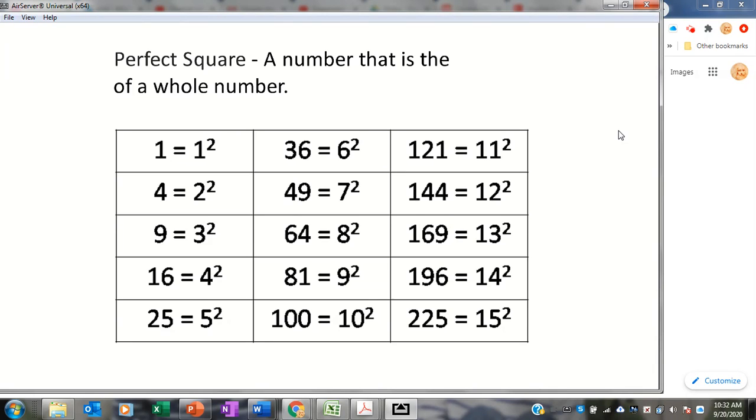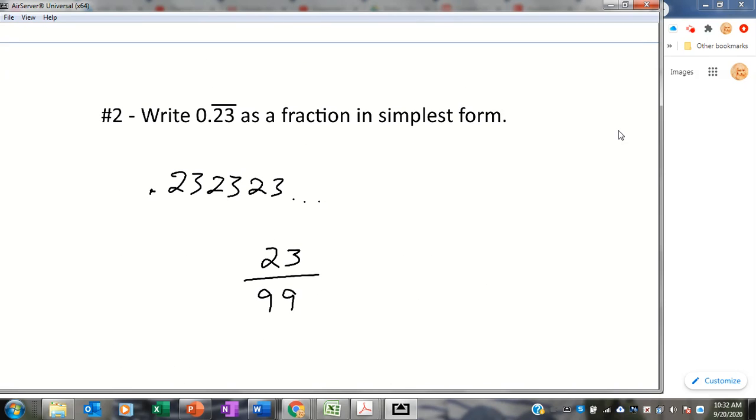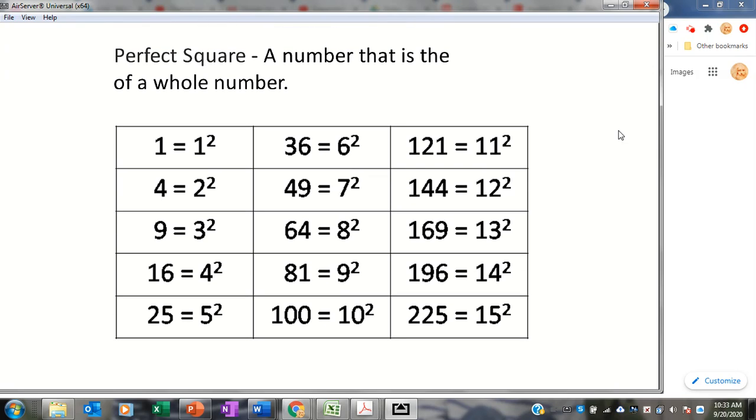We are in Chapter 0, Section 6, and I left off just at the end of writing repeating decimals as fractions. So we're going to pick up right here and discuss what a perfect square is and how to simplify radical numbers. So the first thing that you need to know is what a perfect square number is.